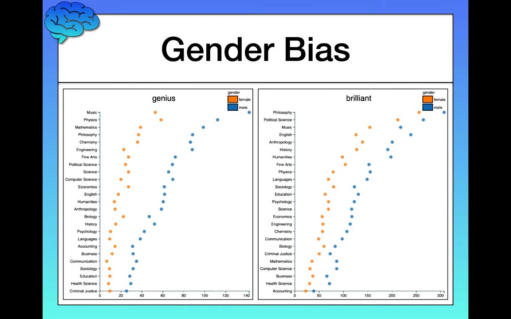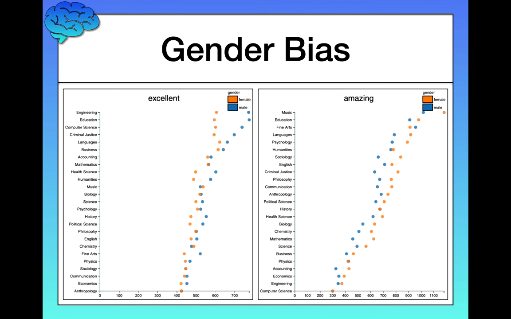Well, what I found is that for every field for which we have data, students describe their male professors as genius and brilliant significantly more often than they do their female professors. And in no field was this effect reversed, even for fields where women were the statistical majority. And this points to a stereotype in favor of men's intelligence and against women's intelligence. Now you might be wondering, does this reflect an overall bias against women, or is the stereotype specific to intellectual ability?